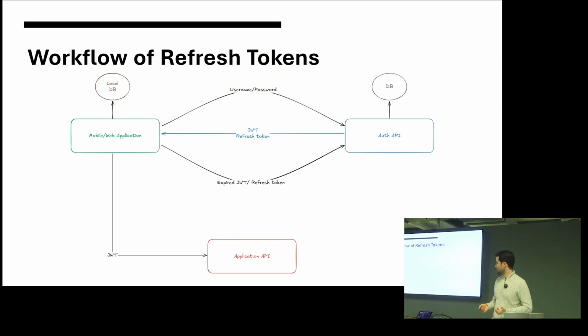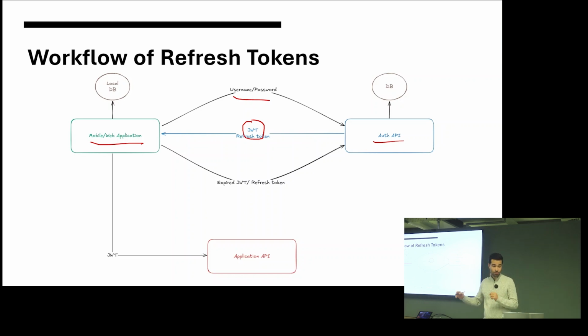This is the flow of one of our applications. For instance, consider that you have a web application. For the first time, the user enters username and password, and our Auth API generates a JWT token for the user. Consider that right now we don't have the refresh token, just the JWT token. So we get that JWT and send it in the request to the application API.